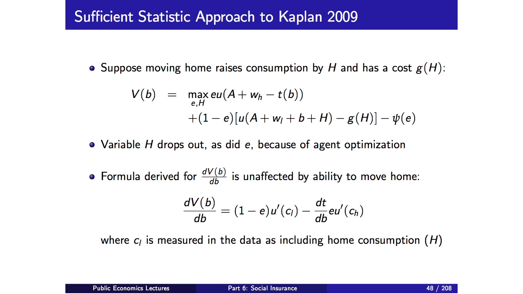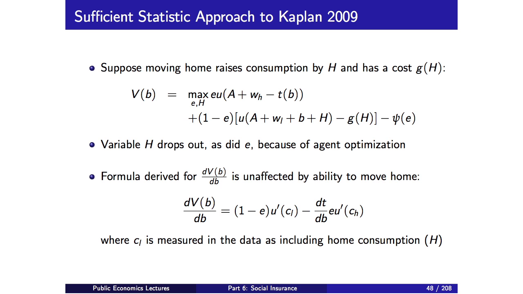So to make this very simple, suppose moving home raises your consumption by h because you don't have to pay rent or whatever, right? And it has some cost g of h, so there has to be some cost of moving back home, otherwise you would always move back home and this wouldn't be an interesting problem.